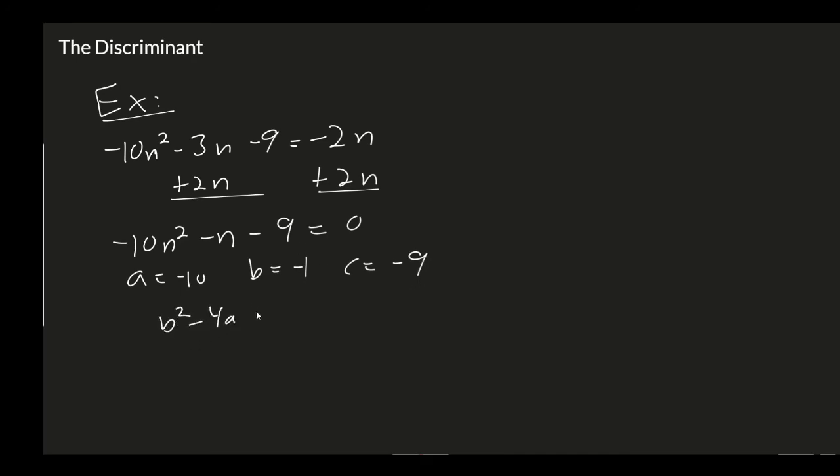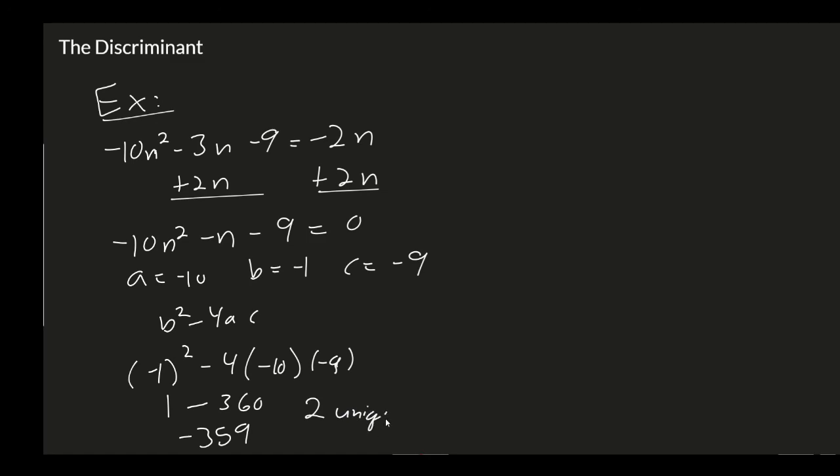One more time, b squared minus 4ac is our discriminant, so we get negative 1 squared minus 4 times negative 10 times negative 9. This is 1, negative, positive, negative, so minus 40 times 9, which is 360. This leaves us with negative 359. A negative discriminant tells us that we are left with two unique imaginary solutions.